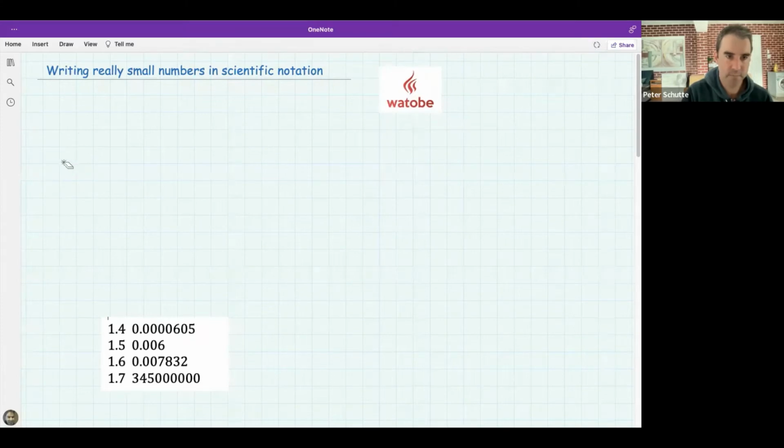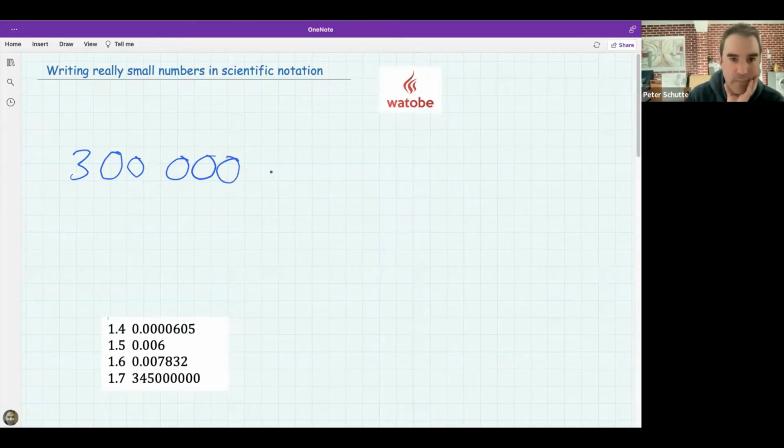let's say, 300,000. Now that's not even that big a number. Maybe we'll make it even bigger. We'll make it 300 million. And what we said was, if we want to write this without the zeros, we use something called scientific notation. And what we do in scientific notation is we first ask ourselves, can we move the decimal point?